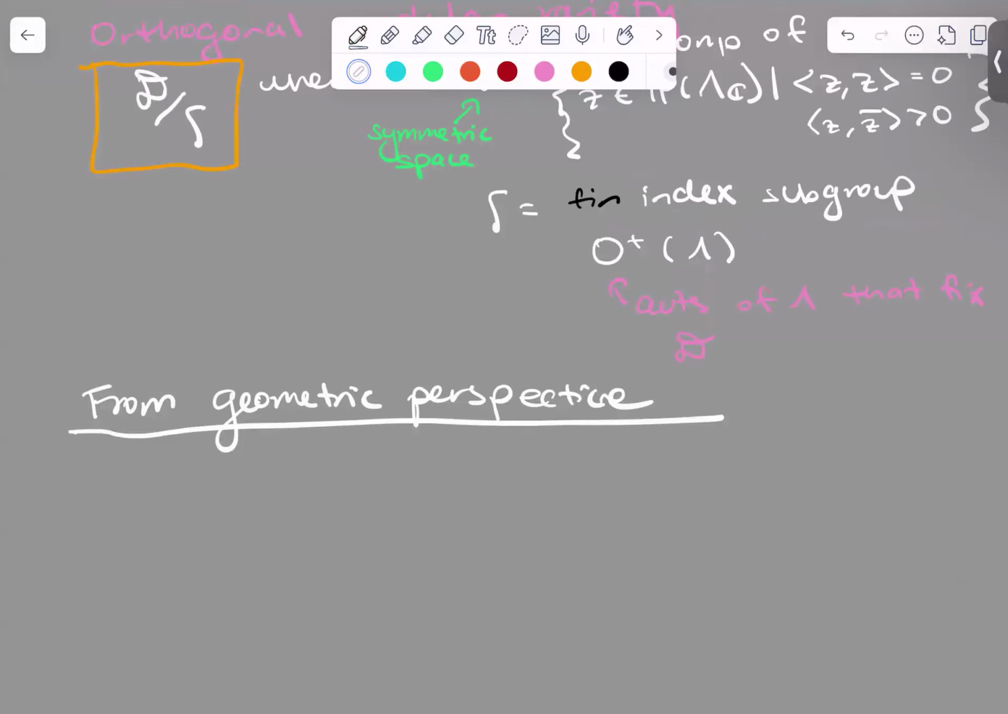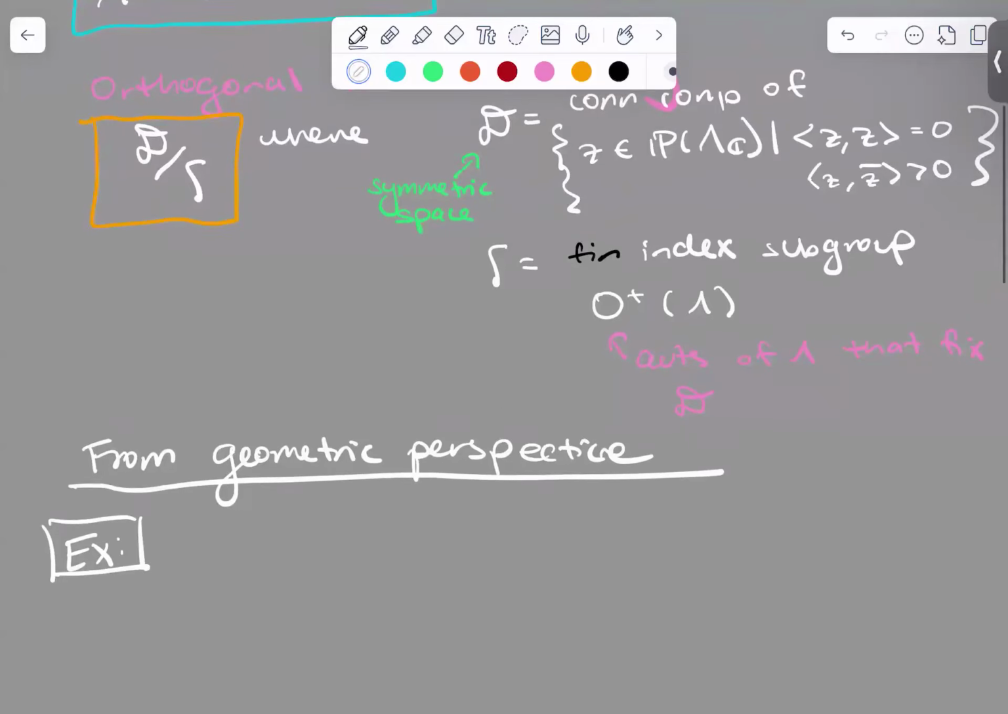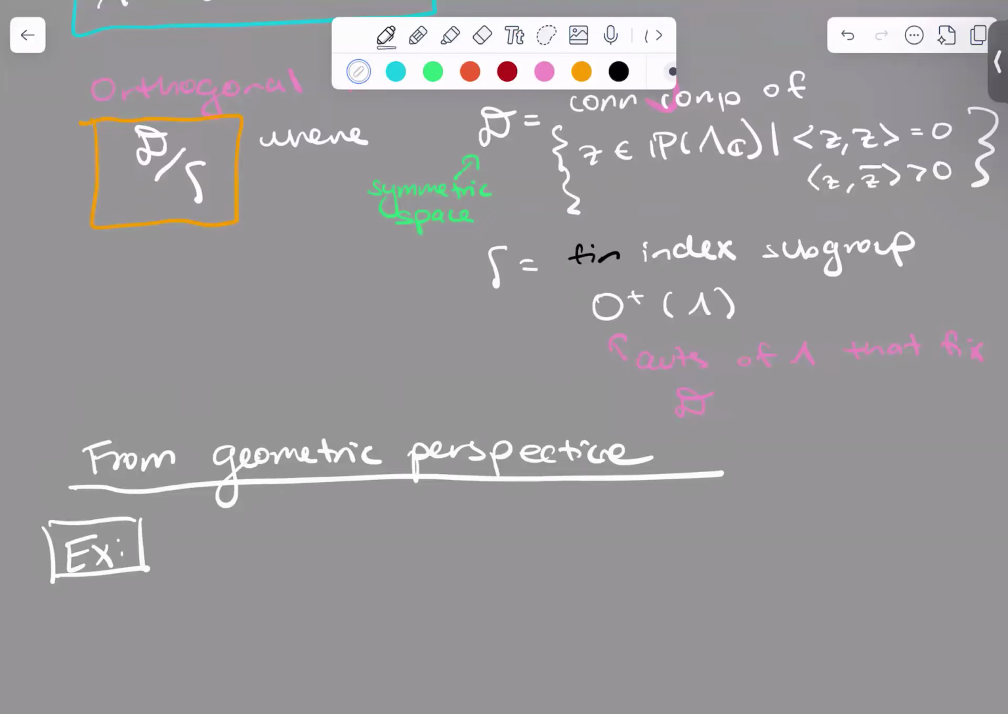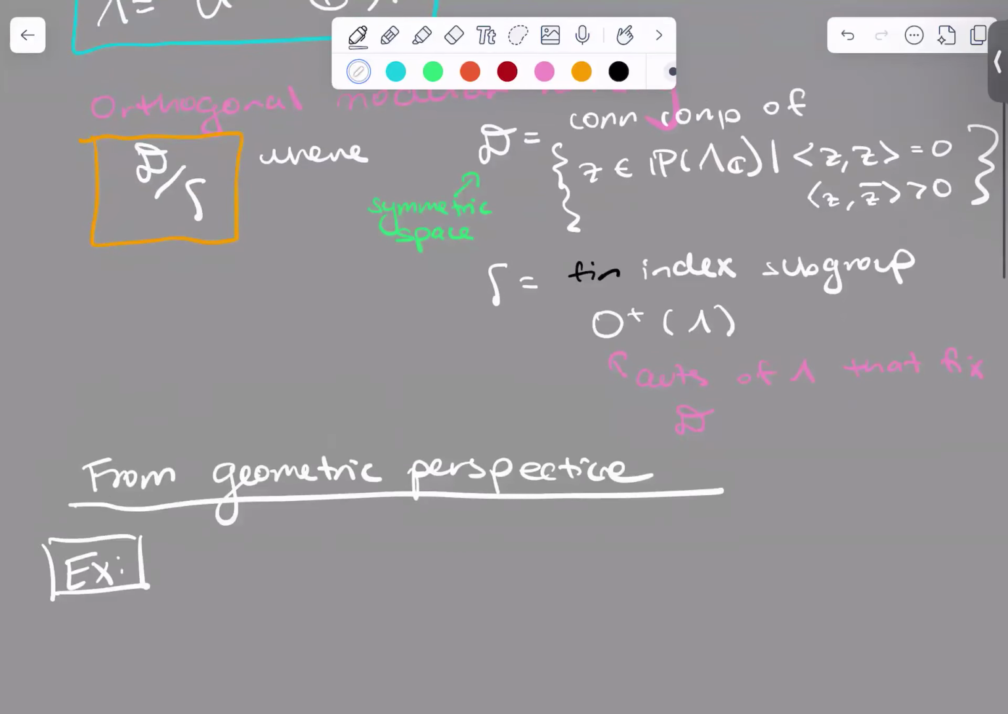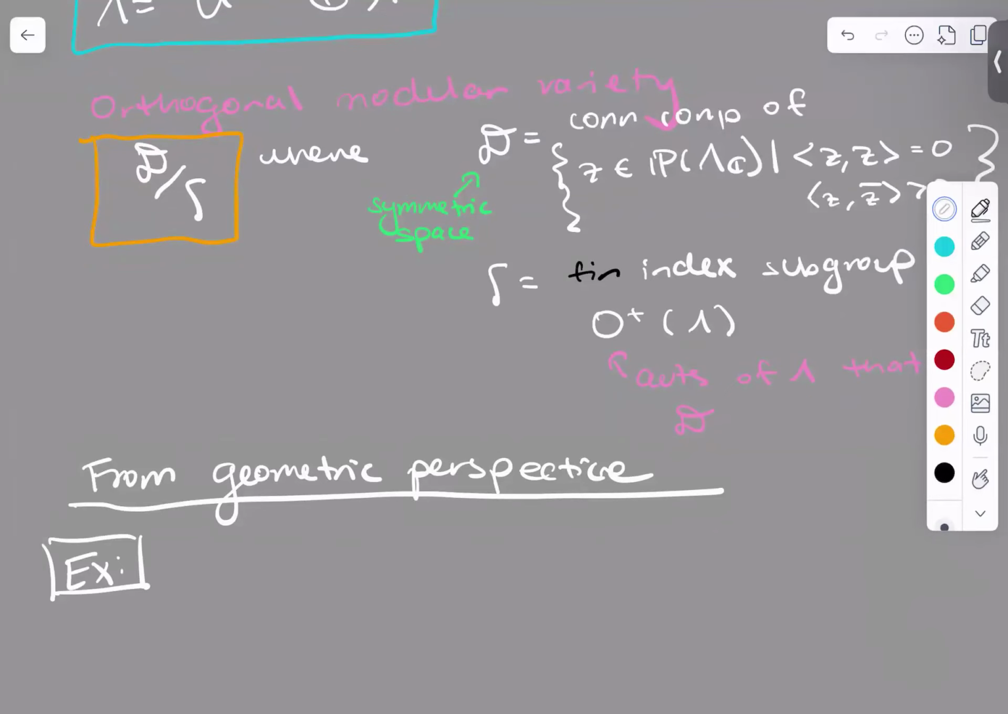right? So the first kind of canonical example of how these orthogonal modular varieties that we see here, maybe I can move my little pen box somewhere else. There we go. Okay, that's better.